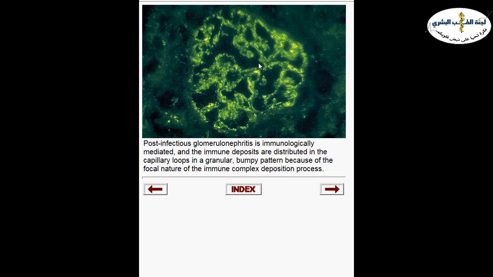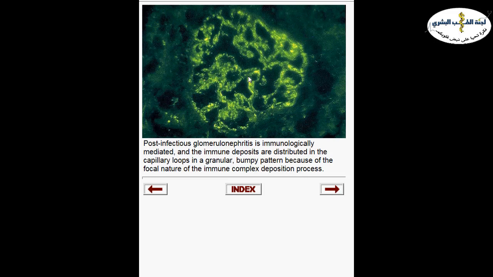In this patient with post-infectious glomerulonephritis, this is IgG positivity, showing IgG deposits along the basement membrane. So here, this is basement membrane positivity. We can see the capillary loops. They are positive, bright green in color. And it's a granular positivity because we have some small granules, some large granules. So that's why we call this granular positivity.